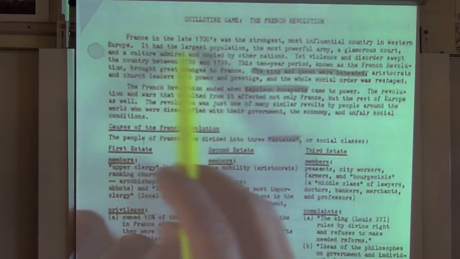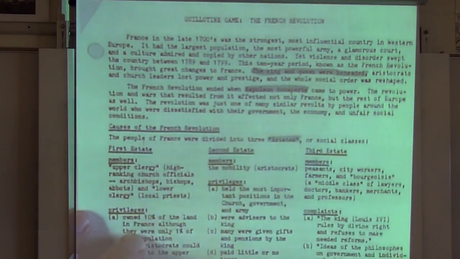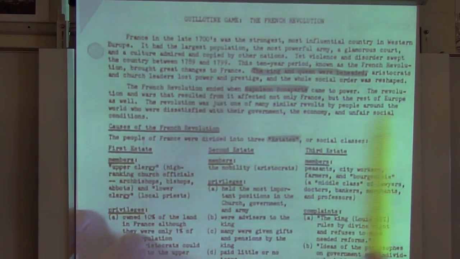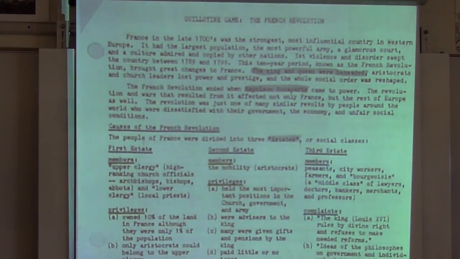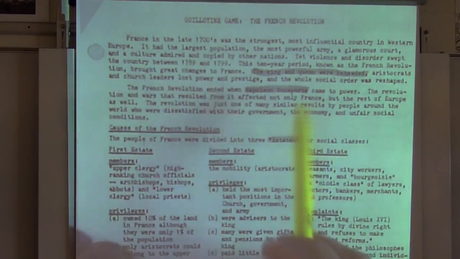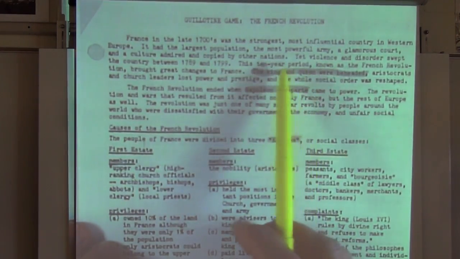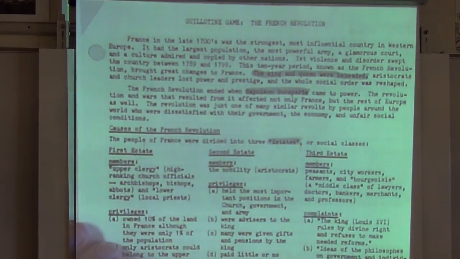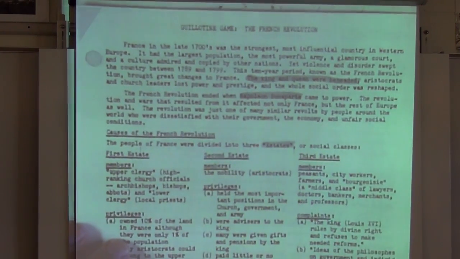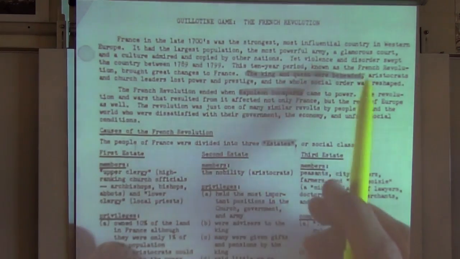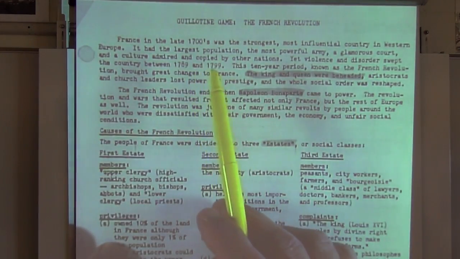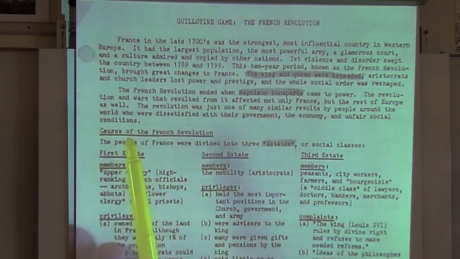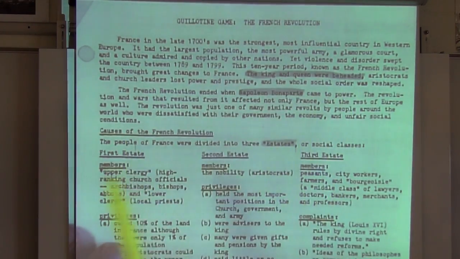Here we go. France in the late 1700s was the strongest, most influential country in modern Europe, in Western Europe. And that's very true. However, they were copied by other nations. They had a lot of things that were very impressive, certainly. I'm going to show you one of those things here in just a moment. Yet violence and disorder swept the country between 1789 and 1799. That's the 10-year period known as the French Revolution, where even the king and queen were beheaded, and this eventually leads to Napoleon Bonaparte.